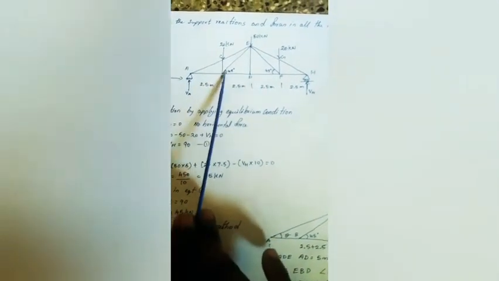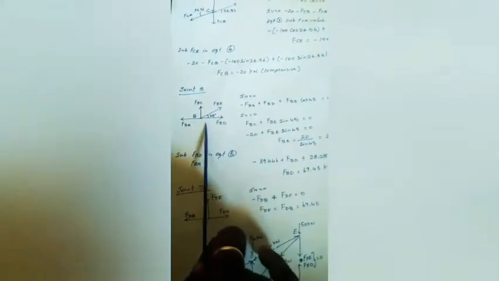Now we can switch over to the joint B. In B we have BD, BE, BC, BA. 1, 2, 3, 4. 4 members are there. So we are going to consider the 4 member forces, which is FBD, FBE, FBC, FBA. We know the inclination of FBE with the horizontal line, which is 45 degree, is given in the question. So this is the only force inclined with the horizontal line, so we have to resolve this into vertical and horizontal components.